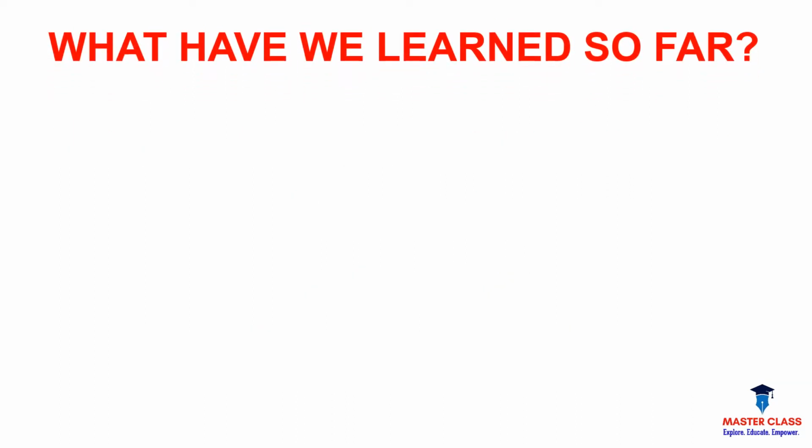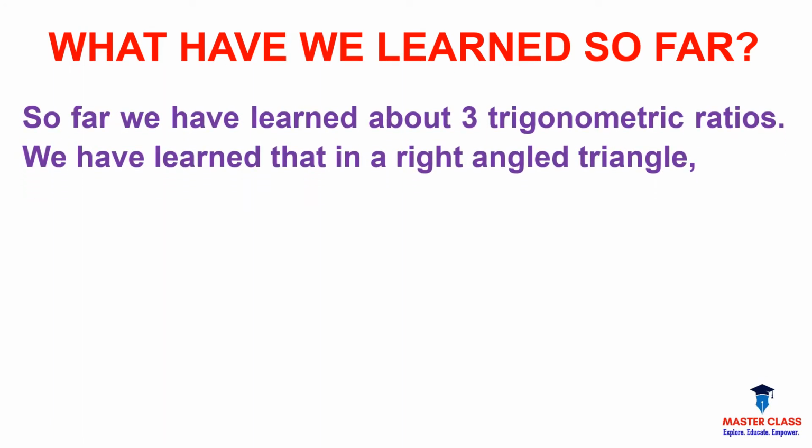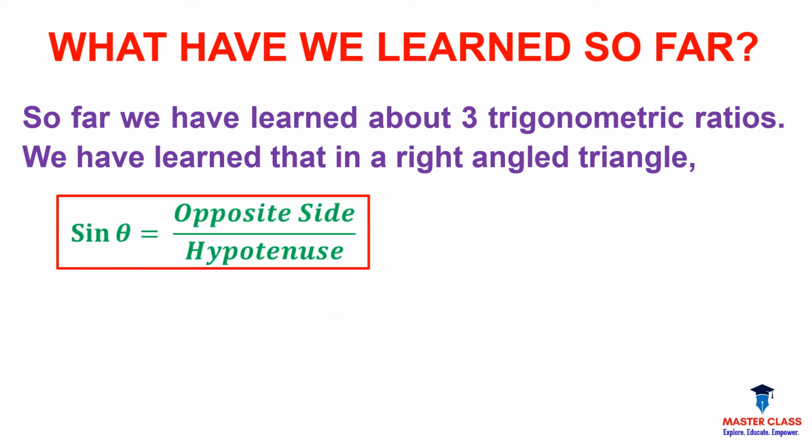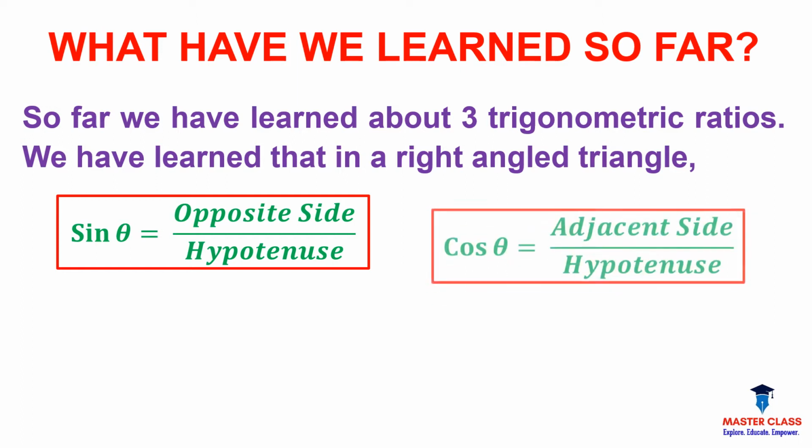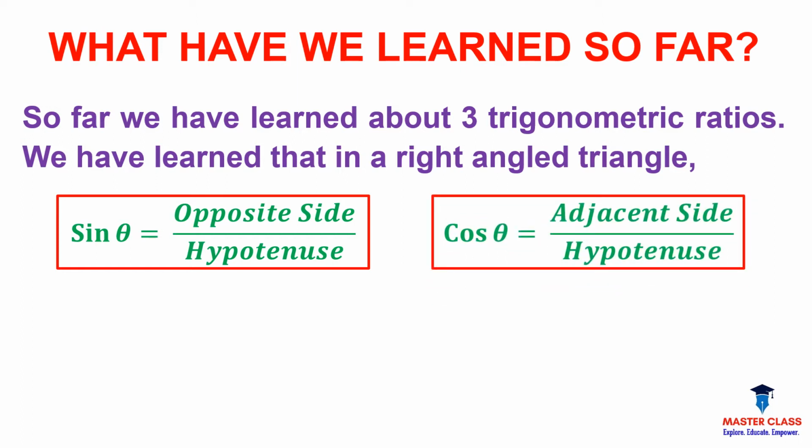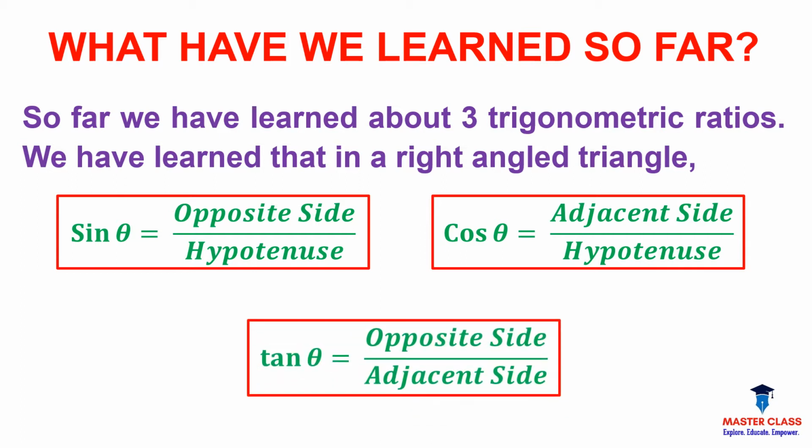Before we proceed, we will have a quick recap of what we have learned so far. So far we have learned about three trigonometric ratios. We have learned that in a right angle triangle, sine theta is equal to opposite side upon hypotenuse. Also, cos theta is equal to adjacent side upon hypotenuse. Tan theta on the other hand is equal to the opposite side divided by the adjacent side.